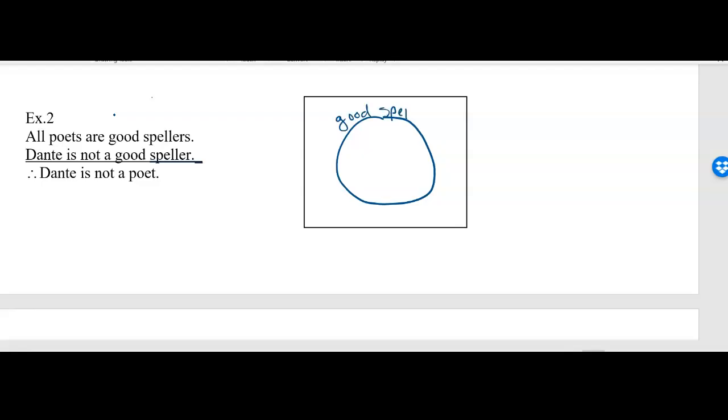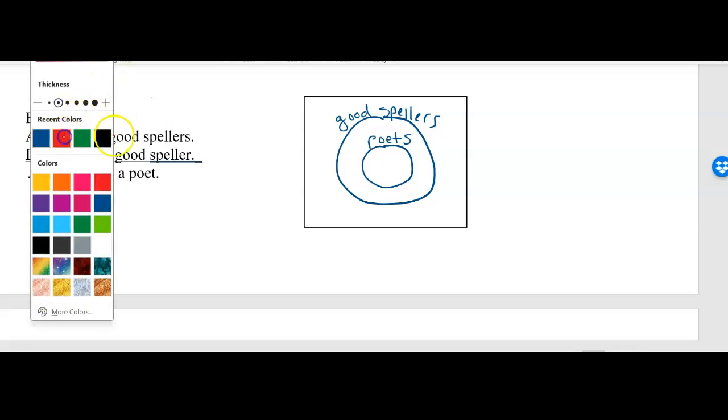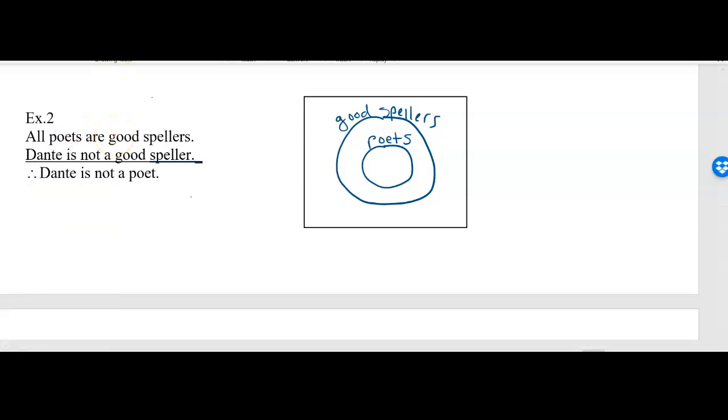Good spellers. All poets. Poets goes inside then. All right, we're not done yet. Now, this is where I put the second premise in. Dante is not a good speller.